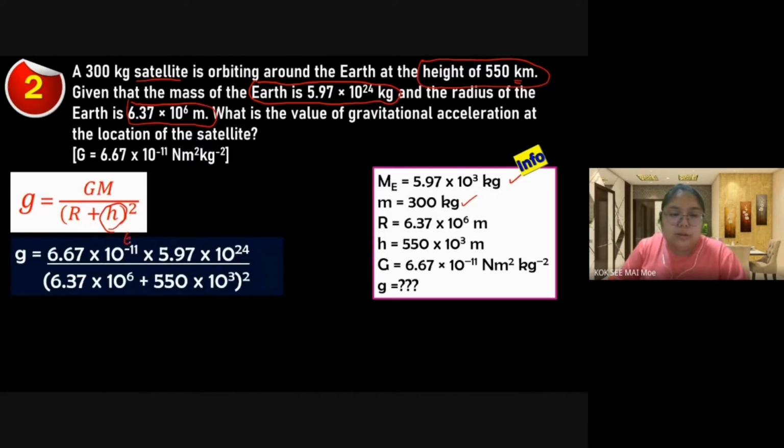G, mass of the Earth, not the satellite. Every time remember this one is M_E. After that R is the radius. This one is a plus, not multiply, it's plus. 550 times 10 to the power 3 because of kilometers. Then the whole bracket you square.